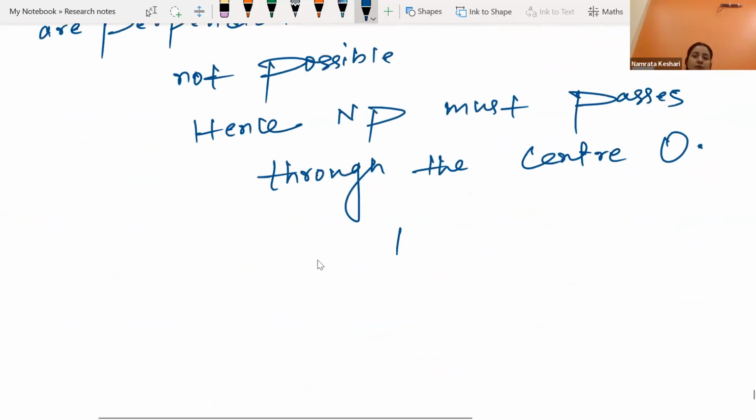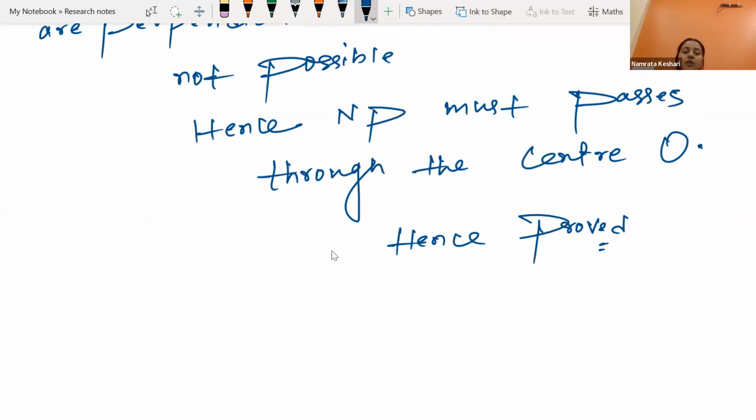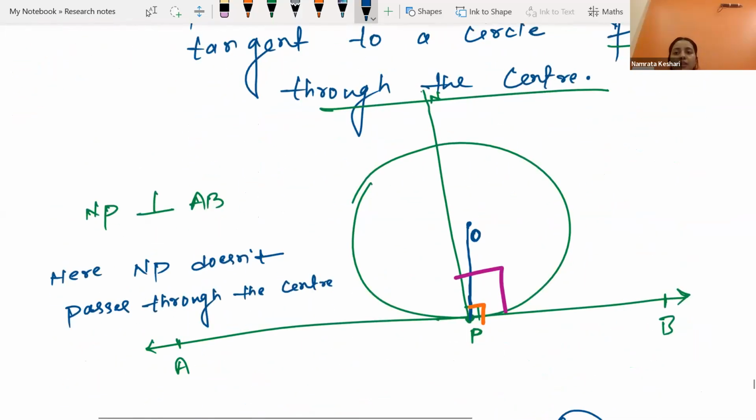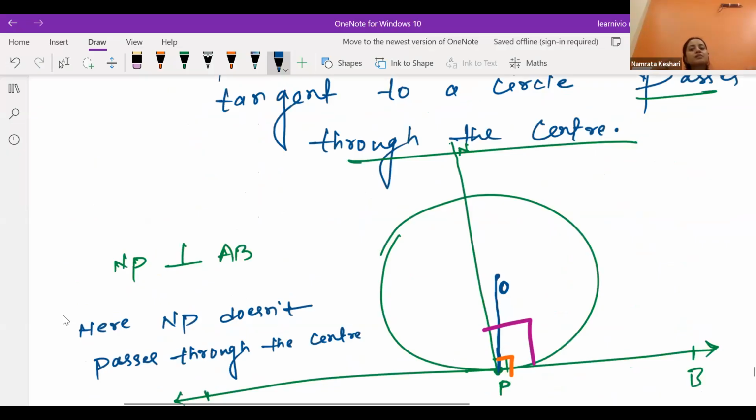Hence proved. This is how we'll be proving it. It's very simple. Just the logic which we are giving can be confusing, that we are saying this also, we are saying that also, but that is the only way, because it is so straightforward. Just the statement we will be writing, that we know that we have one theorem and that is justifying.